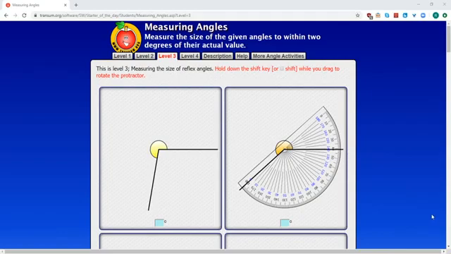It's a pretty good tool. So that is how you measure angles with a protractor.